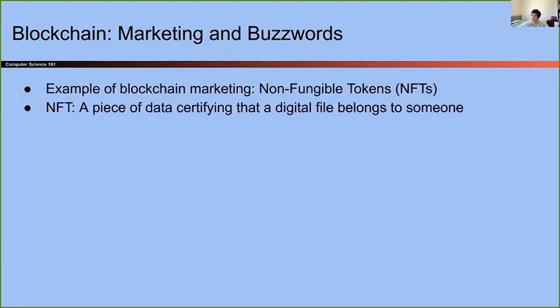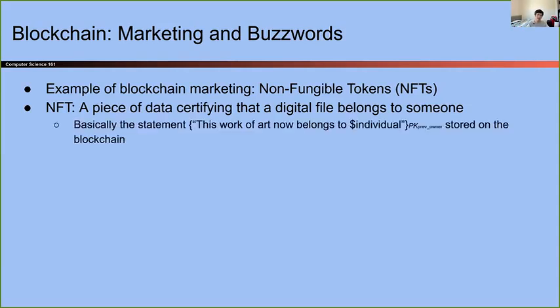NFTs. This has been a thing in the last, I think it was year. I can't keep track of time anymore, but an NFT is really just a piece of data that says some work of art or file belongs to someone. So you would just sign, oh, this work of art now belongs to some individual, signed by the public key of the previous owner, and you store it on the blockchain, and now this asserts that this belongs to the new owner, forever until they decide to sell it on to someone else.